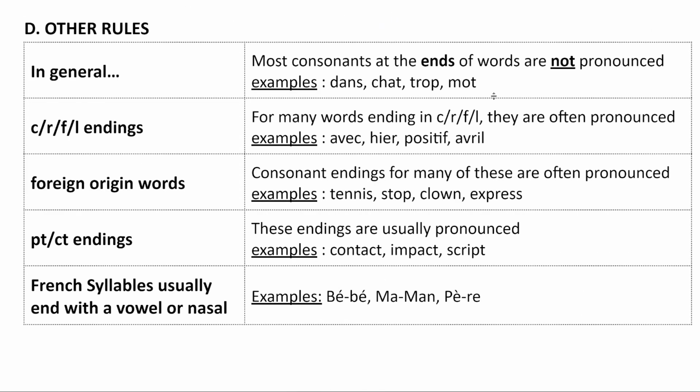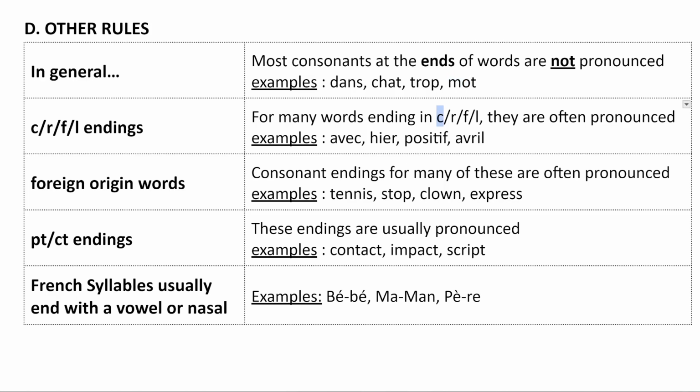Finally, just some general rules. So in general, in French, most consonants at the end of words are not pronounced. So you'll see your S's, your T's, your P's, and your D's especially, those are not pronounced if they are at the very end of a word. If there is an E after it, then you have to pronounce it. So examples of this, don, chat, trop, mot. Notice it did not pronounce any of the end consonants.